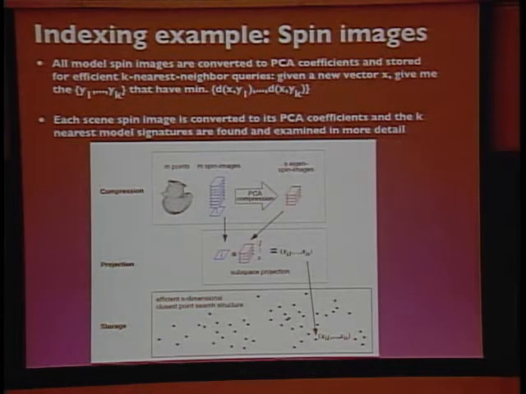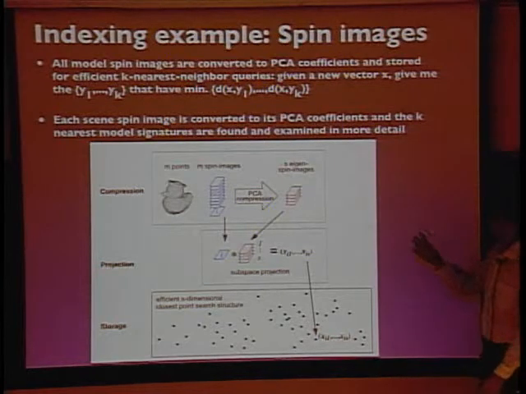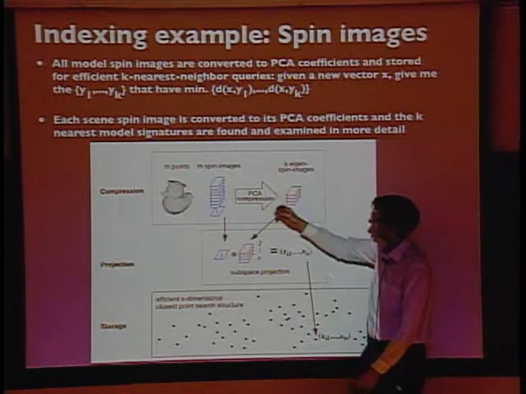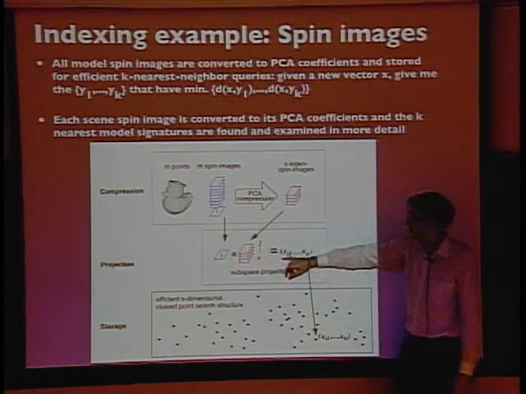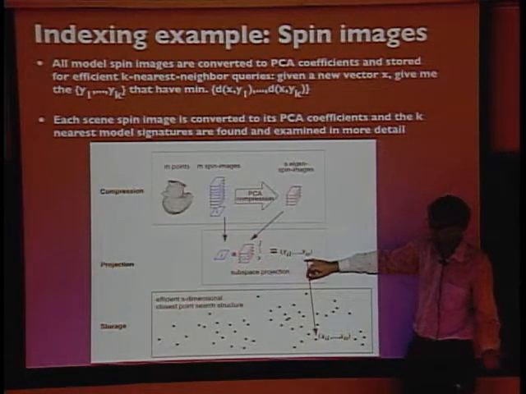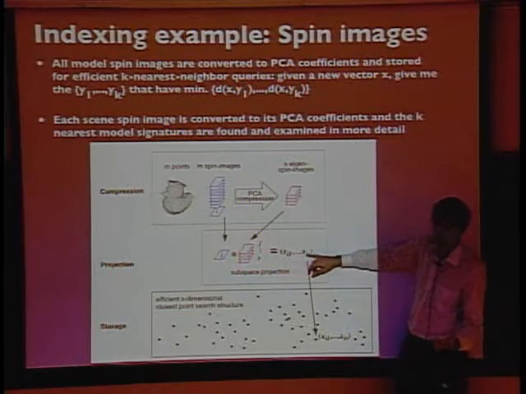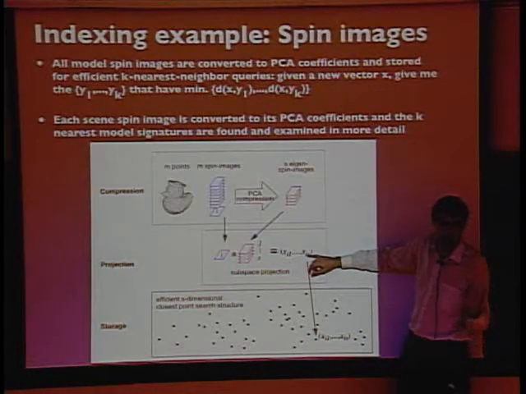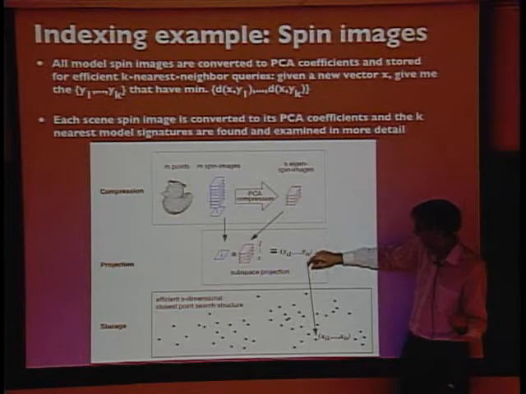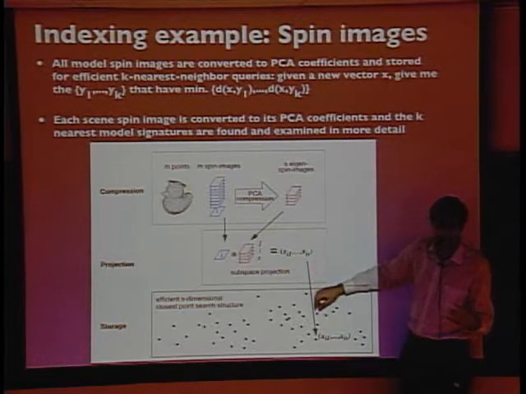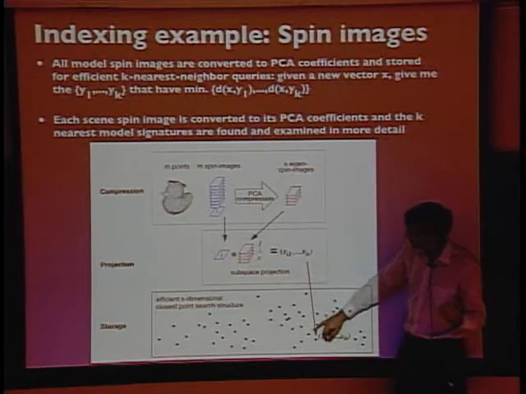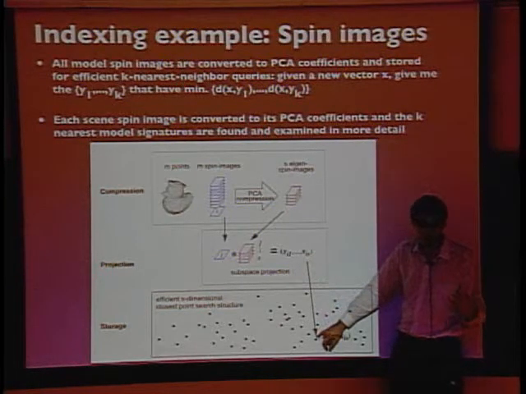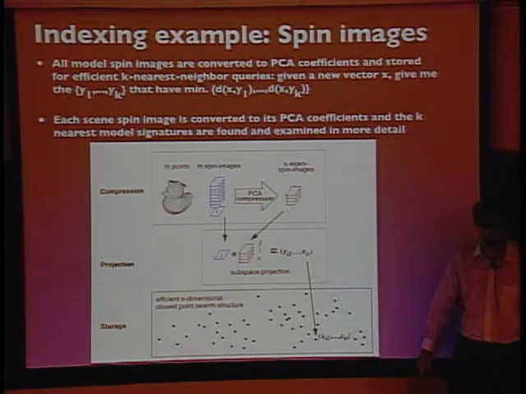So then, if you're given a new point in the scene and you calculate its spin image, you can then project that onto your eigenspin image space to get a new short vector of numbers that represents that point in the scene. And then you can ask the question, for this vector of numbers, is there another vector of numbers that is proximal to it in this s-dimensional vector space?